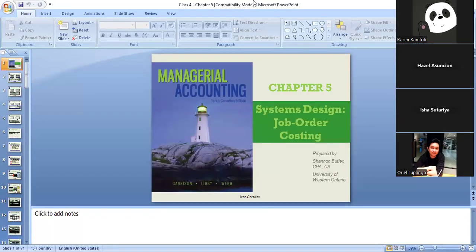Okay, today we're going to go over chapter 5, which is job order costing. Before we do that, let's think about what we covered so far. We already know that we have three types of businesses. One is the service, the other one is merchandising, and the third one is the manufacturing business.